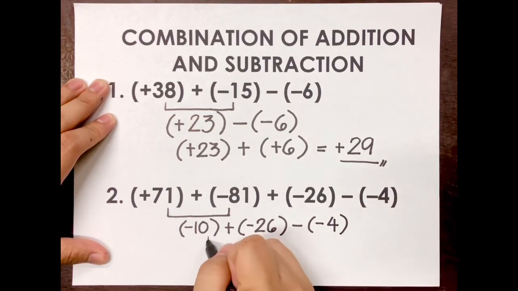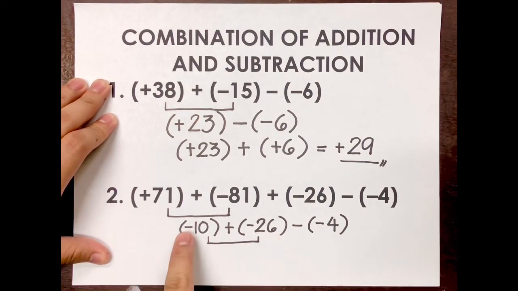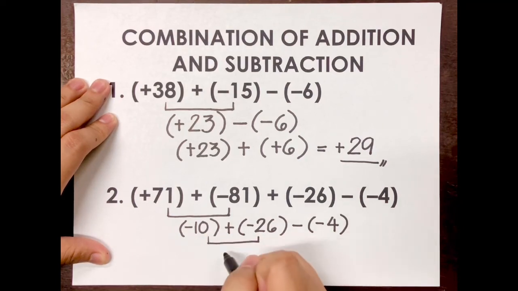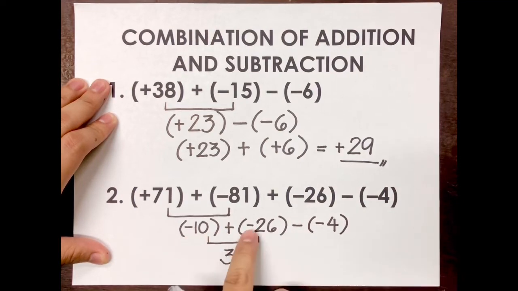Then we focus again on the first two integers. Negative 10 plus negative 26. And as you can see, they are of the same signs. So we add their absolute values. 10 plus 26 is 36, and we adopt their common sign.